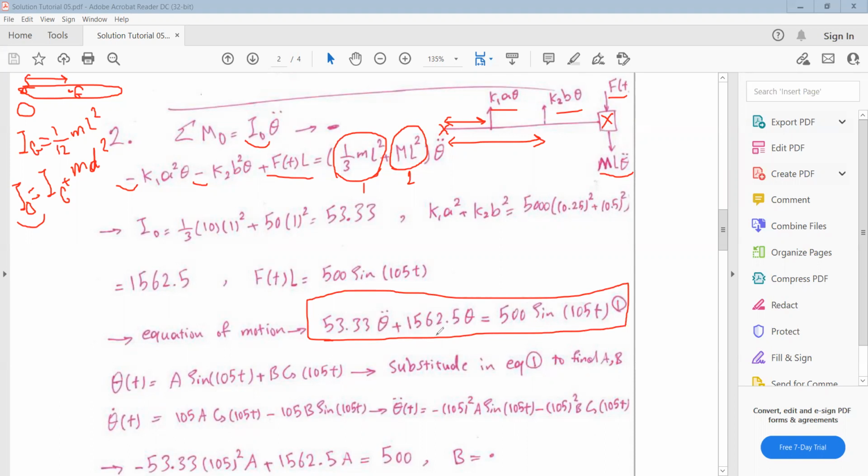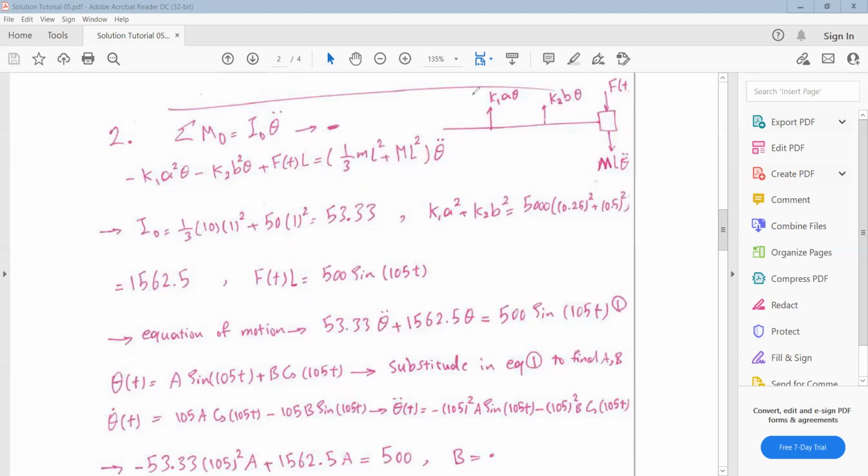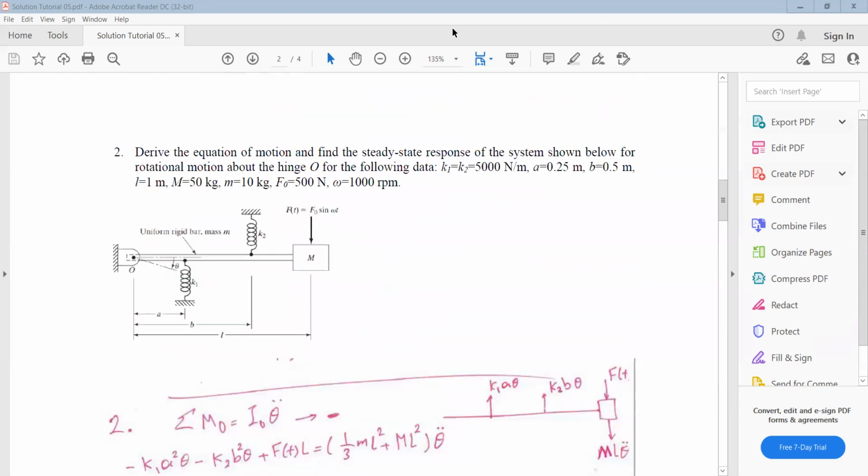As you can see, this is a second-order ODE with a non-homogeneous term, which is a harmonic function, 500 sine omega t, where omega is 105. So how did we get the omega 105? Omega is the frequency of excitation. This is the given data. Let me show you. This is the given data. We have omega, which is 1000 RPM. We should convert it into radians per second.